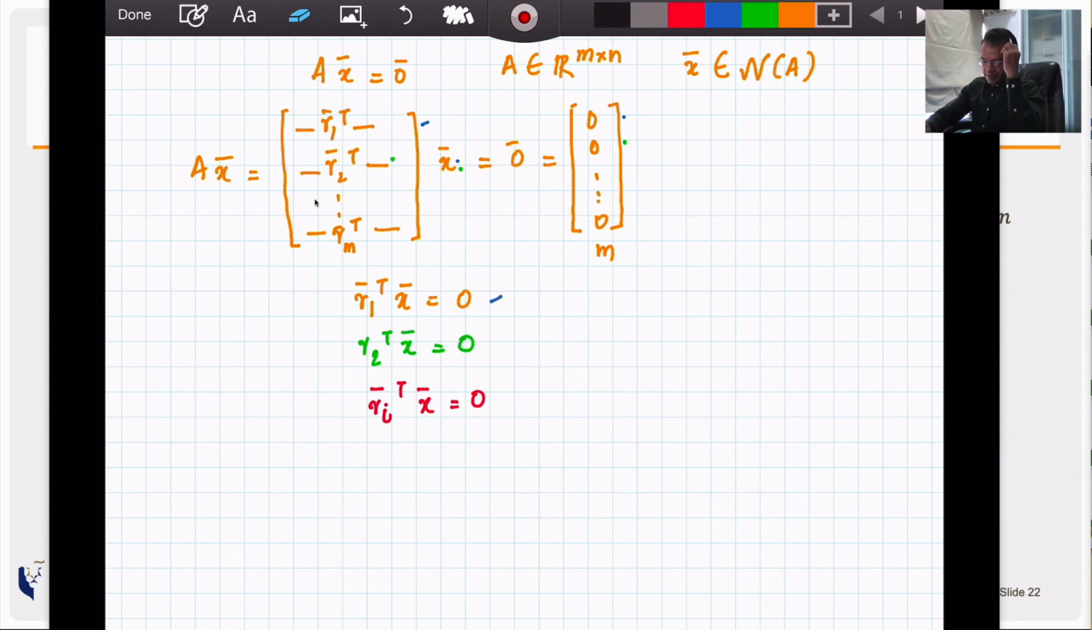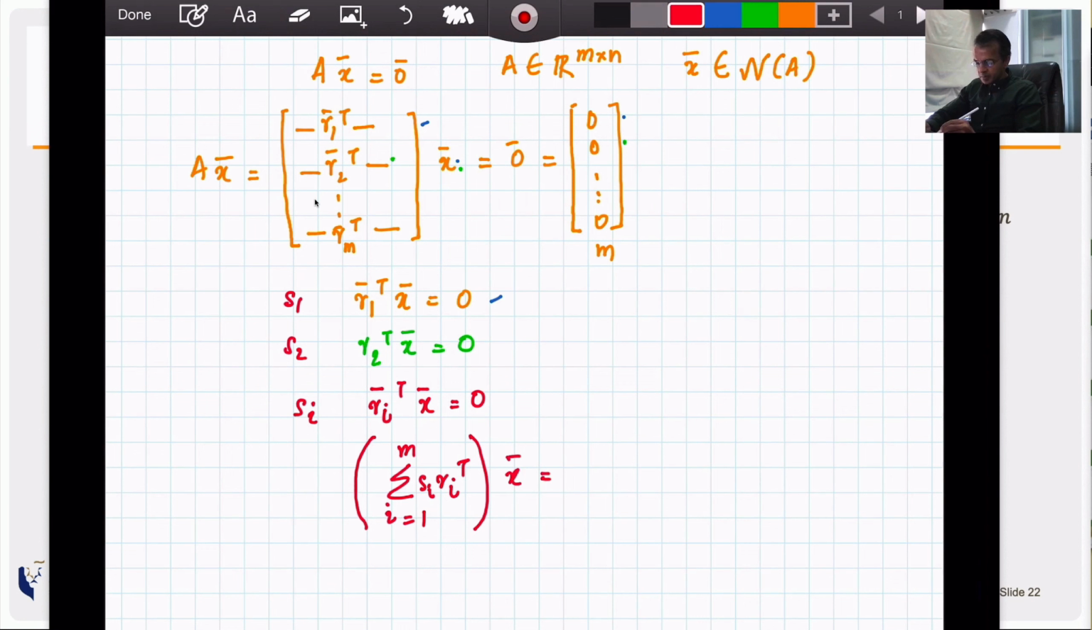Now if it is orthogonal to all rows, then it's orthogonal to a linear combination of them all also, because I can multiply this one by S1, this one by S2, and this one in general by Si, and then I can sum them up. So I'll get the sum with i running from 1 to m of Si Ri transpose. That is a linear combination, Si Ri transpose, multiplied by X, and the right hand side is just 0.